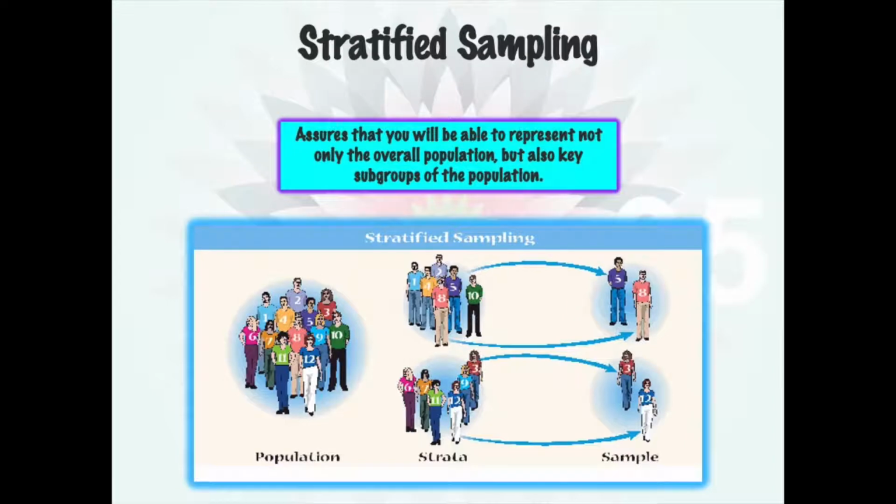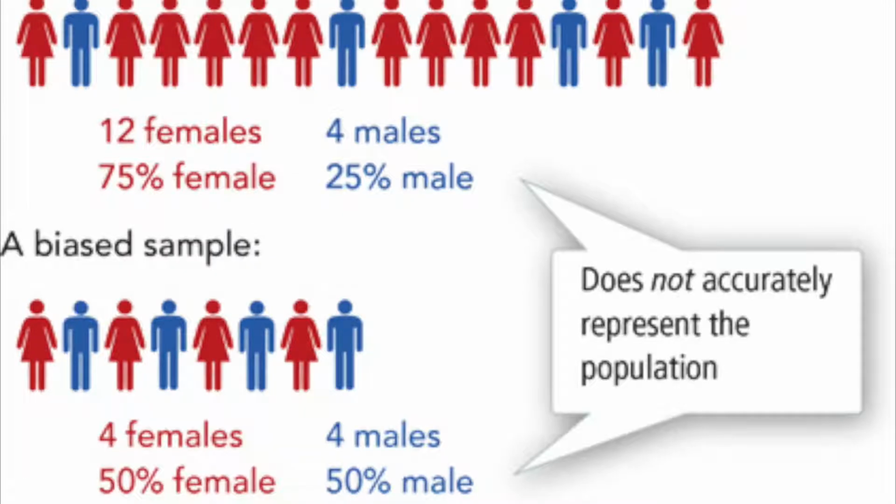Okay, and the next probability method of sampling is stratified sampling. What stratified sampling does is it assures that you will be able to represent not only the overall population, but also key subgroups of the population. So for example, let's say you have a population where there's 80 females and 20 males. And you want to end up with a sample that is numerically representative of the population. So in your sample, just like the population, you would want to have 80% females and 20% males.